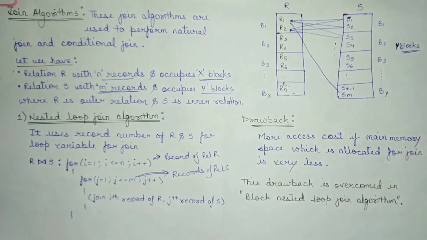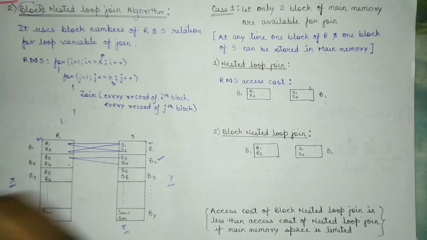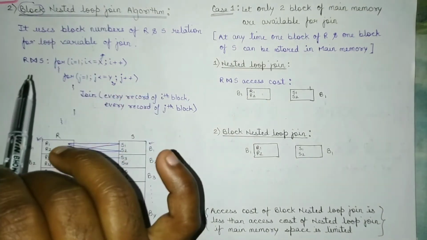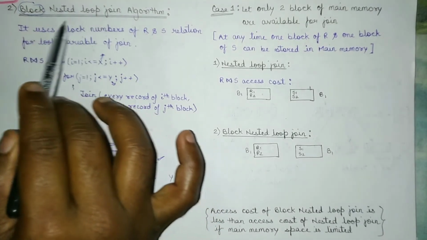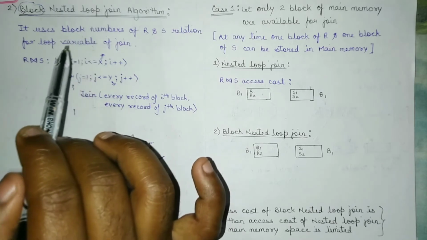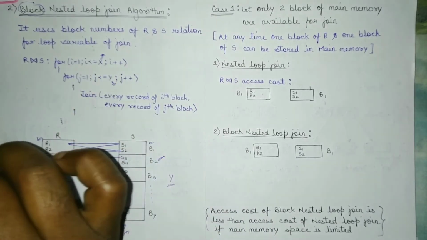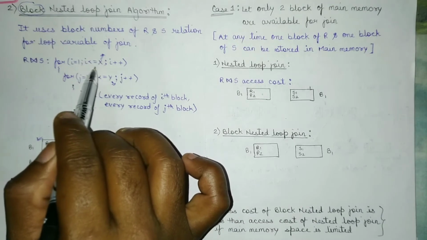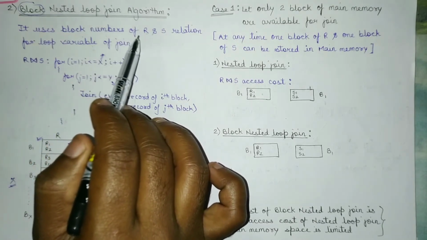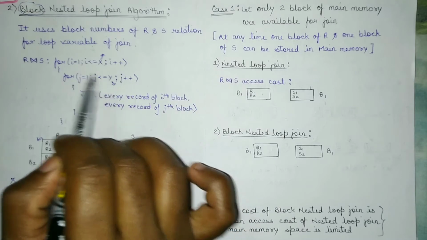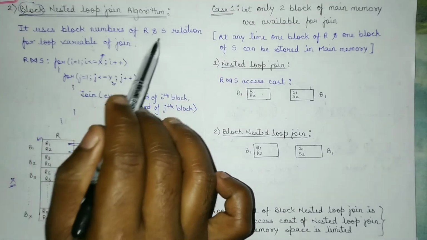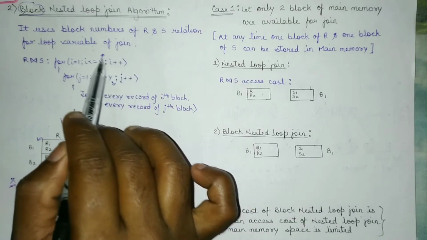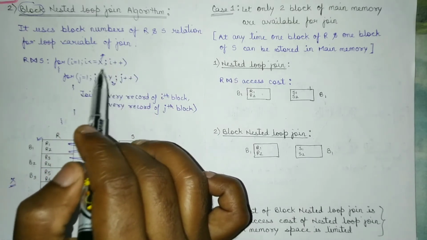So this drawback is overcome using the block nested loop join algorithm. Now let's move on to the block nested loop join algorithm. In the block nested loop join algorithm, it uses the block number instead of the record number, which you can see in the loop variable. So the loop variable is X, which is the number of blocks in relation R, and in the second loop we are having Y, which is equal to the number of blocks in relation S. So instead of using M and N here, we are using X and Y.